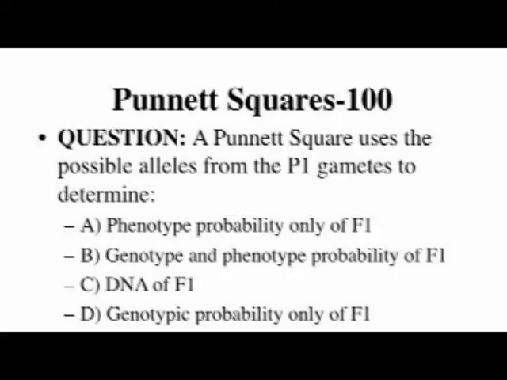Punnett squares for 100 points. A Punnett square uses the possible alleles from the P1 or parent gametes to determine A, the phenotype probability only of the F1 generation, B, the genotype and phenotype probability of the F1 generation, C, the DNA of the F1 generation, or D, genotypic probability only of F1. You're right, B, genotype and phenotype probability of F1.